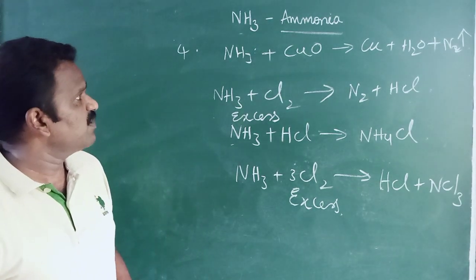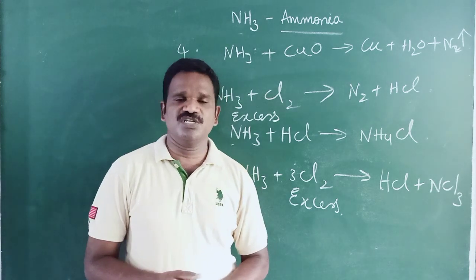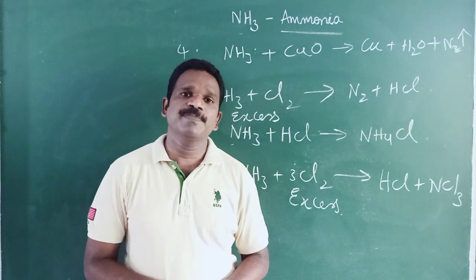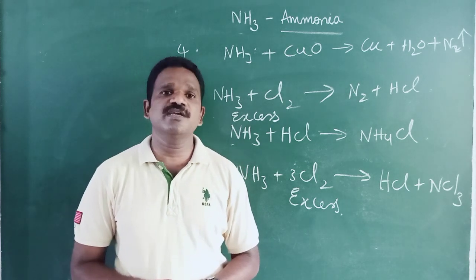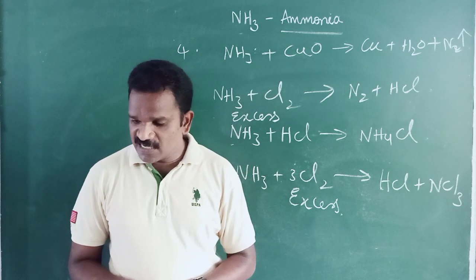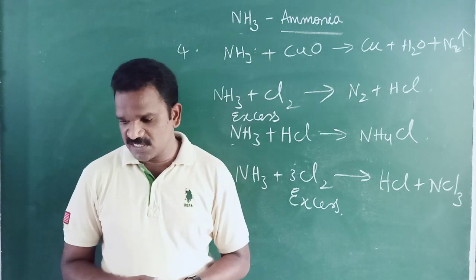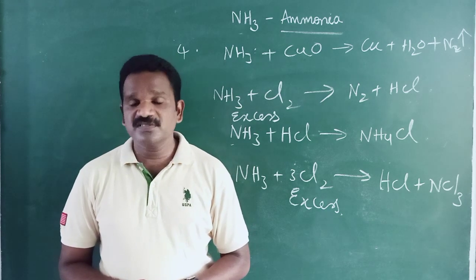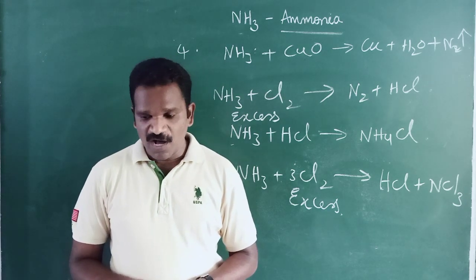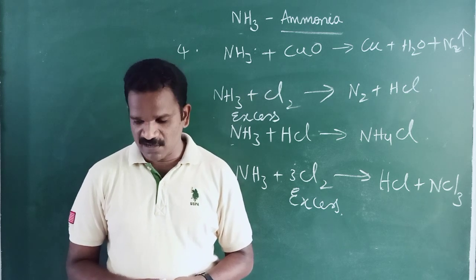Okay, so these are some of the equations you have to put in your mind. First equation we have seen is thermal dissociation. When ammonia is heated, it dissociates into nitrogen and hydrogen. Secondly, we have seen burning of ammonia in oxygen. So when ammonia is burned in oxygen, we get nitrogen. And thirdly, we have seen oxidation of ammonia. When ammonia is oxidized, it turns into nitric oxide.